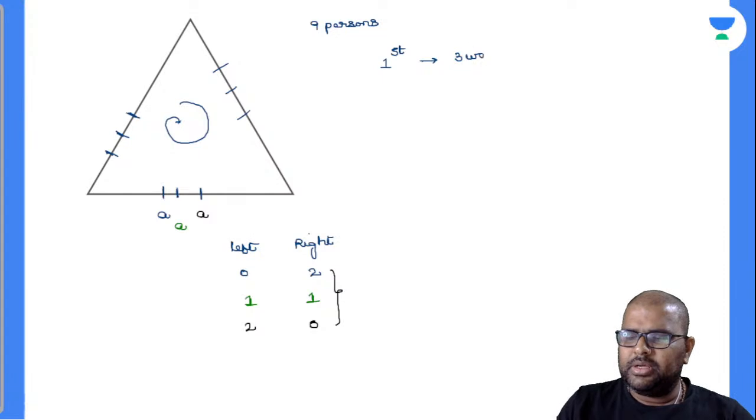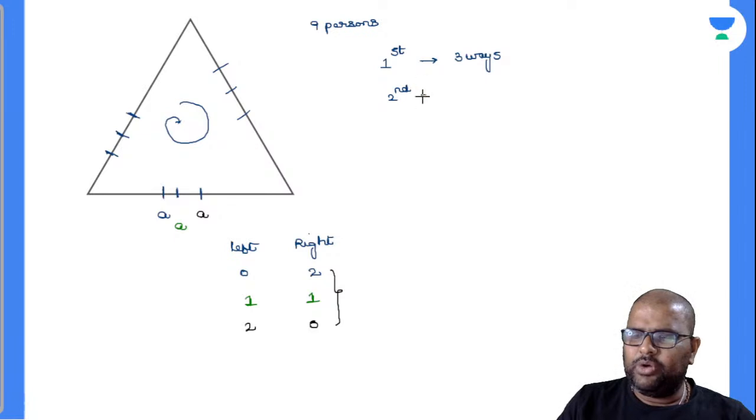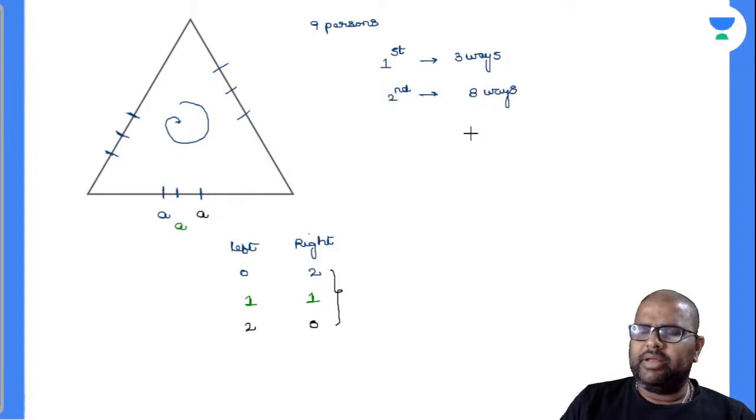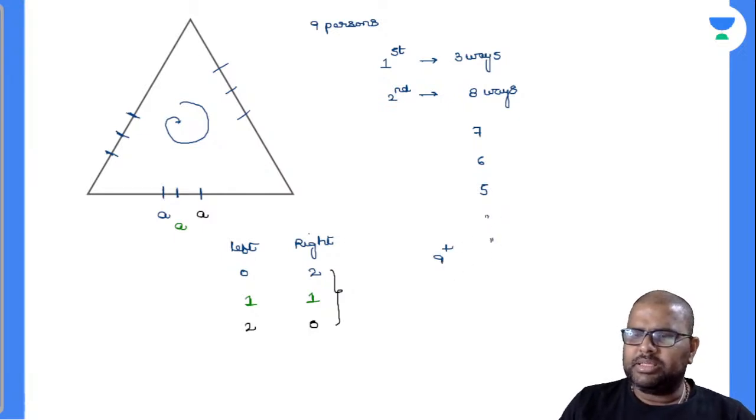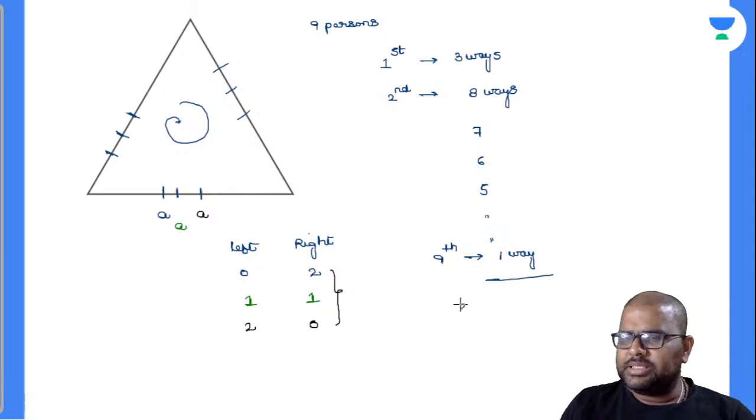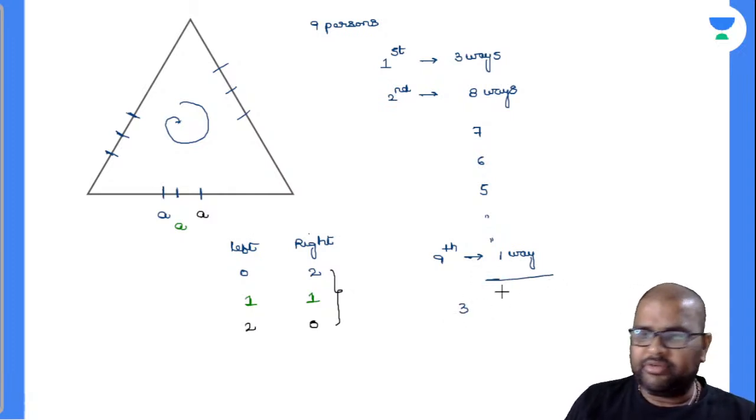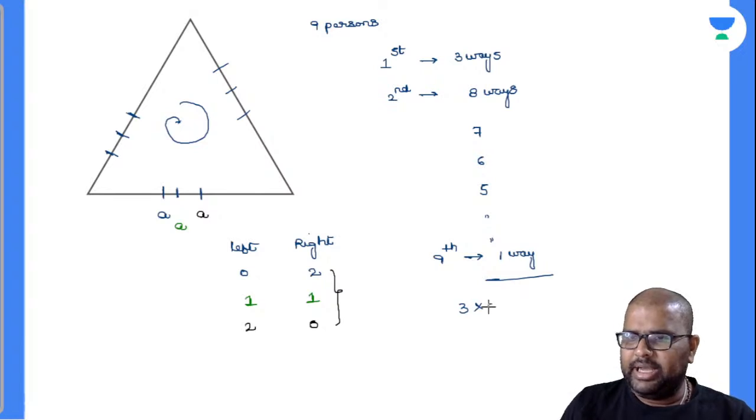3 ways. So automatically what will be the second person? The second person can be seated in how many ways? 8 ways. So similarly 7, 6, 5, 4, and so on. And the 9th person must be seated in how many ways? Last remaining place, 1 way. So finally, what will be the answer? The first person can be placed in 3 ways, and the remaining 8 persons can be arranged in 8 factorial ways. And this is the answer. I hope I am clear.